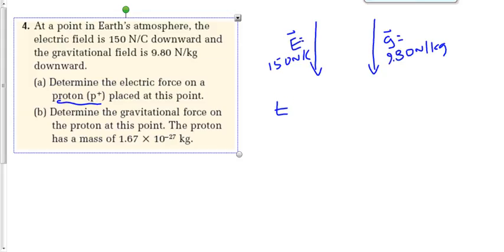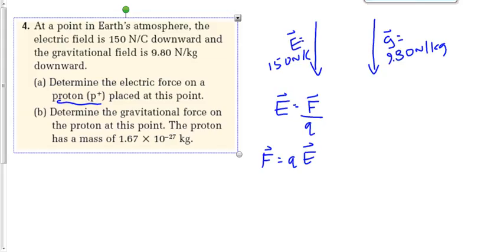So let's try this equation, E is equal to F over q. Let's rearrange this to solve for F, and I get q times E: 1.6 times 10 to the minus 19 times 150 newtons per coulomb. Make sense?